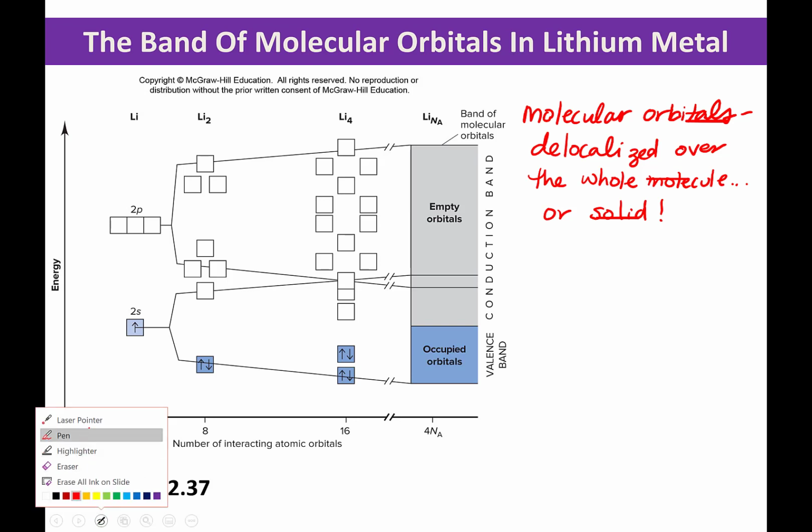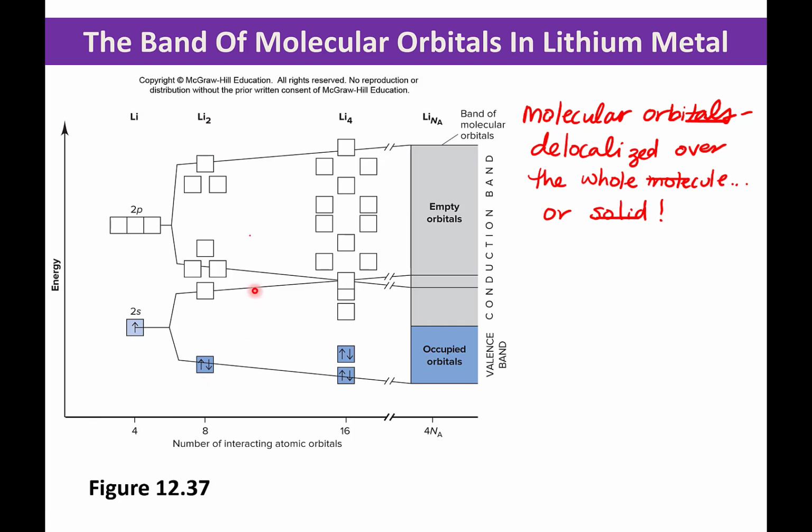And so what we're looking at here, if we thought about two lithium atoms coming together, our two s orbitals would mix to form our sigma bonding and antibonding, and then our sets of two p orbitals would form our pi and sigma bonding and pi and sigma antibonding. When we start adding more and more lithium atoms, so here we have 4 lithium atoms, now we have 2 sets of 2s bonding orbitals and 2 sets of 2s antibonding orbitals.